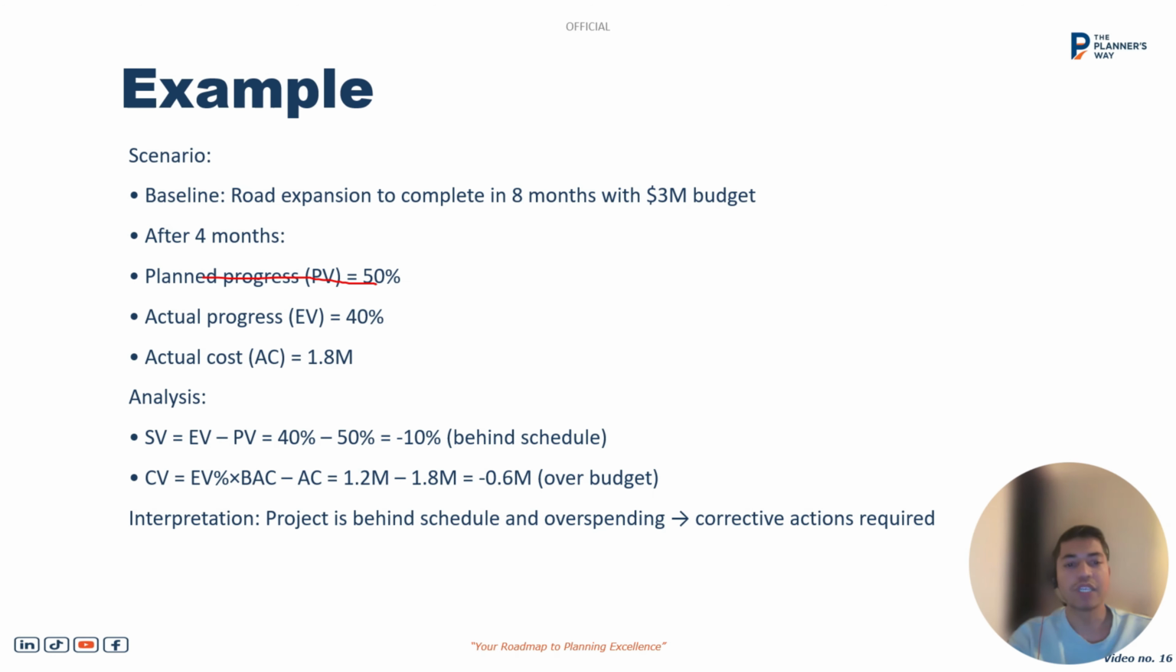And the actual data which we took from the site shows the project performance is 40% at that time, and the actual cost incurred for that is 1.8 million. Using the variance analysis technique, we clearly see the schedule variance, which is the earned value minus the planned value. We see we are 10% behind schedule. That means we are running behind schedule. And in terms of cost variance, we are running over budget. In terms of value, it is negative 0.6 million.